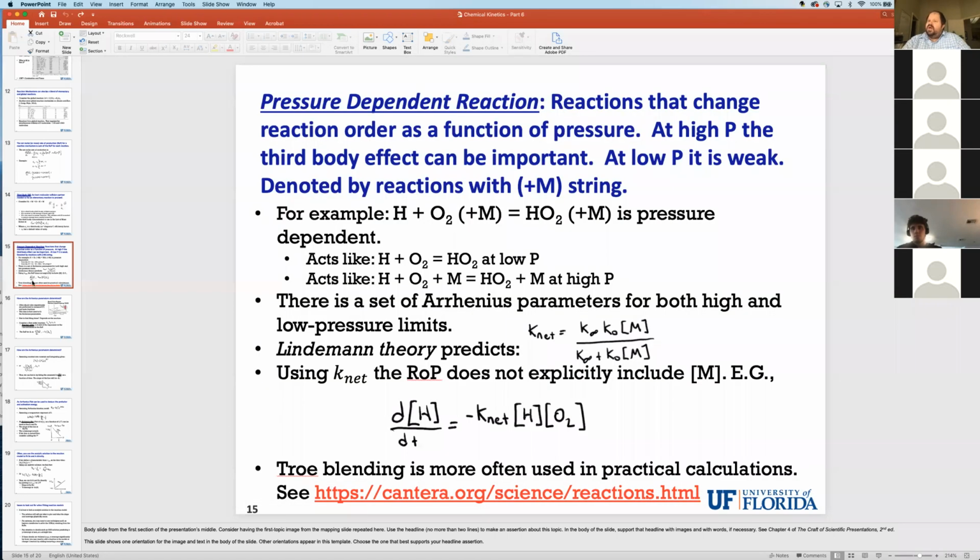Okay, and so that's all I'm going to go over for chemical kinetics. Do you have any questions? Yeah, I have another question about these efficiency terms, the alphas. Mm-hmm.